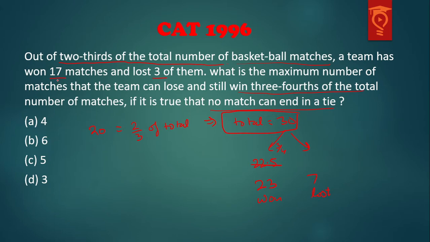Okay, so 17 matches have already been won. So out of the remaining, how many? Remaining 10 matches, 6 to be won and 4 could be lost. Okay, so what is the maximum number of matches that can be lost? Then we will make 4 lose. Okay, so total 7 matches can be lost and of the remaining 4 can be lost. 4 becomes the answer. Answer is option A.